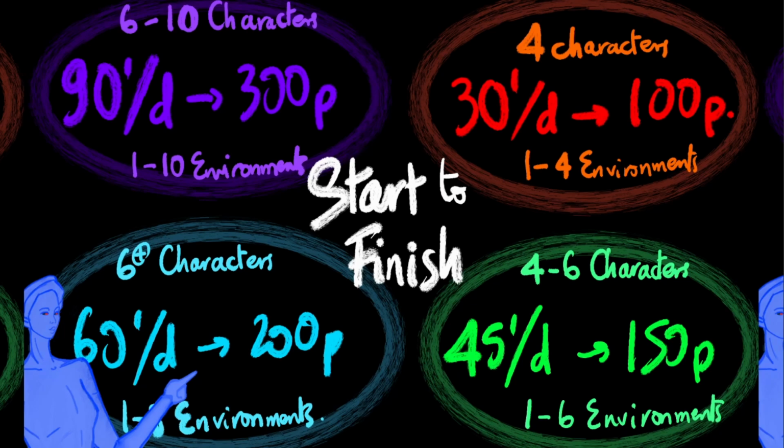Note that in most cases, the amount of characters will be directly proportional to the amount of environments. Therefore, in a 200 pages book, if you wish to have 8 characters, it's highly likely that you'll need 8 kinds of environments in order to make your story more diverse and more surprising.